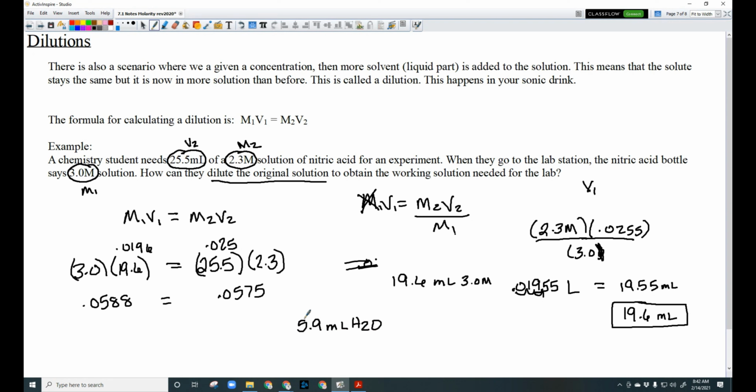Okay, so to make this working solution, we're going to need 19.6 milliliters of nitric acid and 5.9 milliliters of water to get a total volume of 25.5 milliliters. So we're going to have to mix these together, acid and water. Now, remember, when you're mixing acid and water, always remember A&W root beer, acid into the water. So we're going to take the 5.9 milliliters of water, and we're going to add the acid to it.